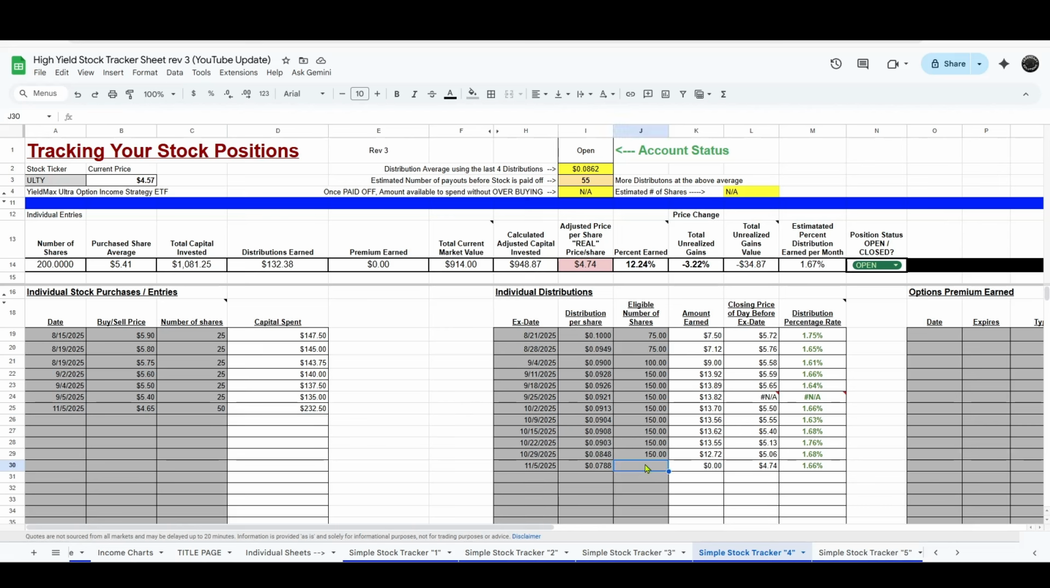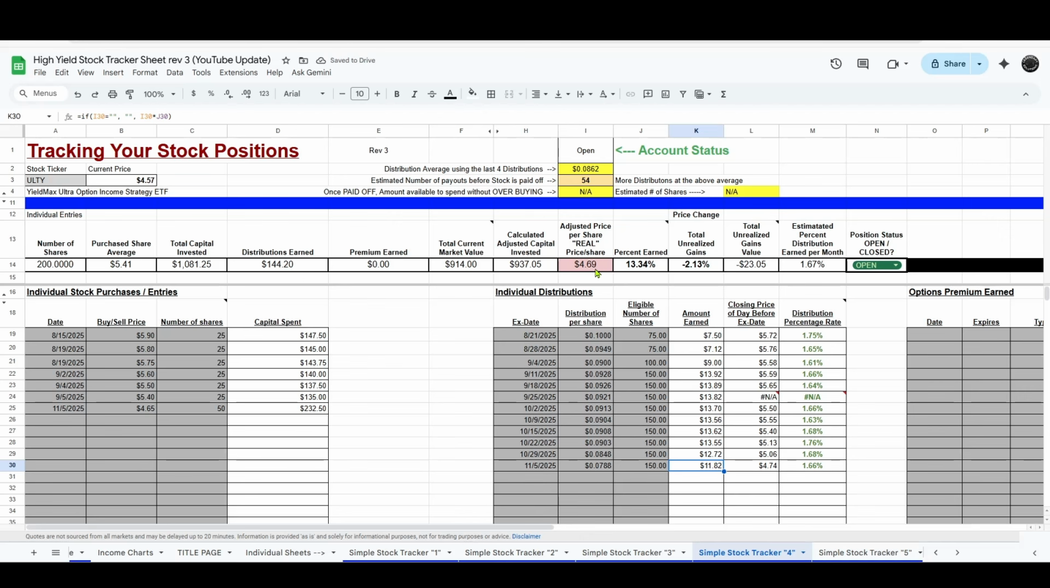I'll take it. Now, how many shares can I count? I made a purchase on 11.5, but the distribution X date is on 11.5. So I cannot count those 50 shares, right? I can only count the shares that are before 11.5. So I have to take the total amount and subtract off those 50 shares. So that's 150 shares that I get to count for that distribution. Those next 50 will be able to be counted for the next week though. So that 4.74 real price per share now goes to 4.69.